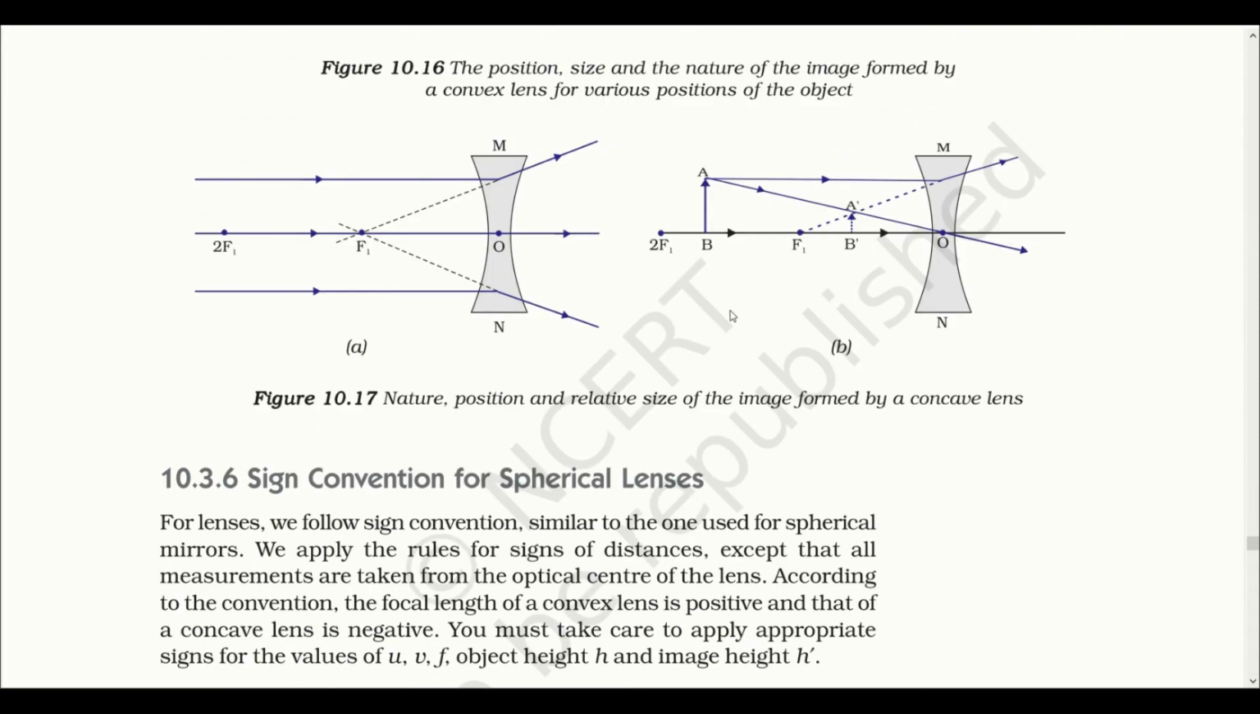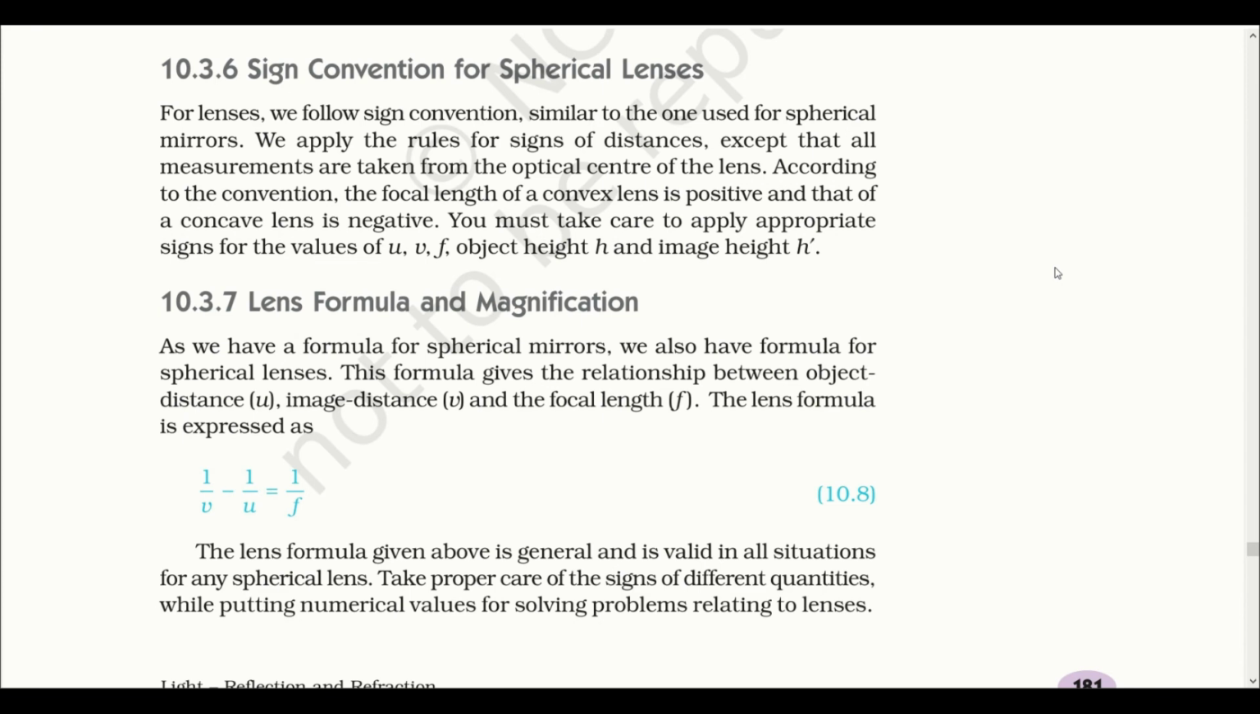These are the two diagrams that we have studied in that table. When the object is at infinity, the image will be formed at focus. It will be virtual and erect. When it is kept between infinity and the optical center, at any place, the image will still be virtual and erect.